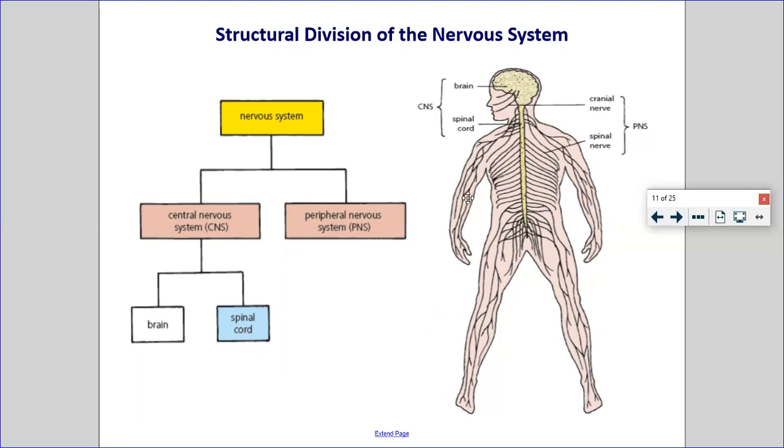And then bringing information to the central nervous system and carrying information away from the central nervous system is the peripheral nervous system. So the periphery, if you're on the periphery of something, you're on the edge. So the peripheral nerves run from the central nervous system to the extremities of the body.